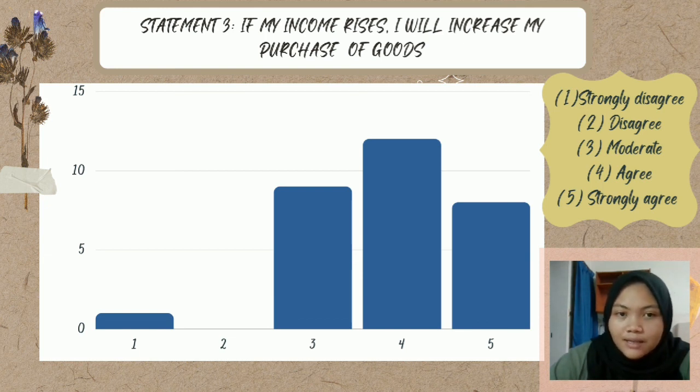Based on the assumption of ceteris paribus, consumers tend to purchase more goods at the same price when their income increases. The percentage shows that consumers have higher purchasing power and are able to purchase more goods that they want.